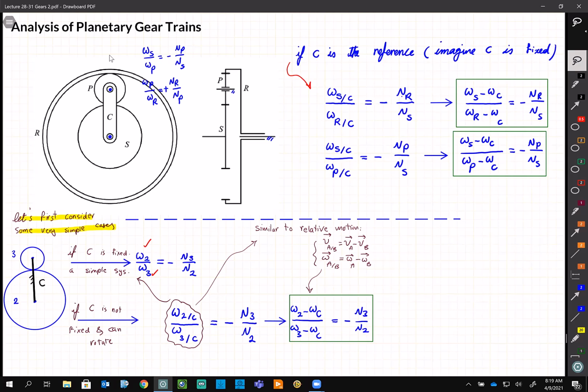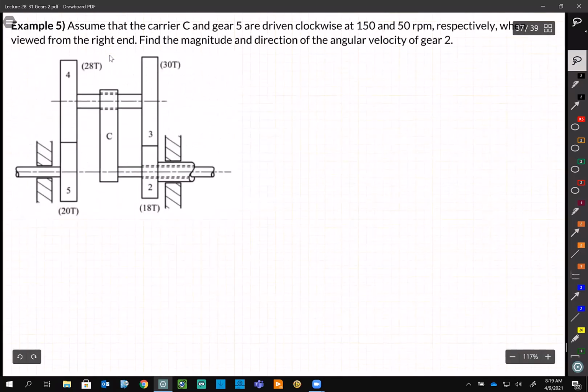Are we good? Okay, if it is good, let's see it in action. We'll solve one example together. So let's read this example together, and then visualize the motion and see what's going on here.